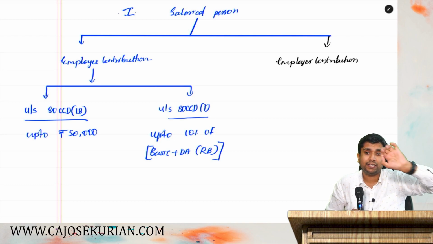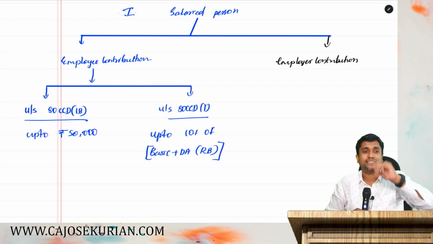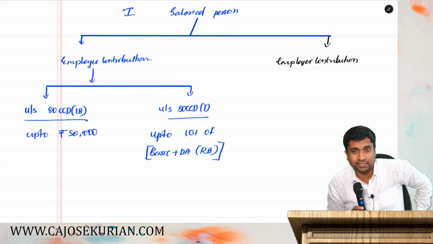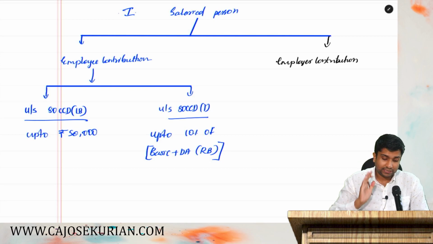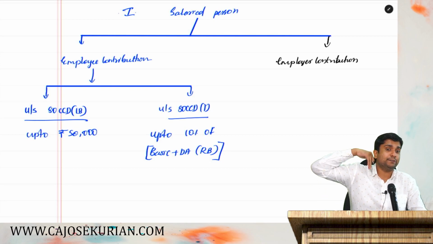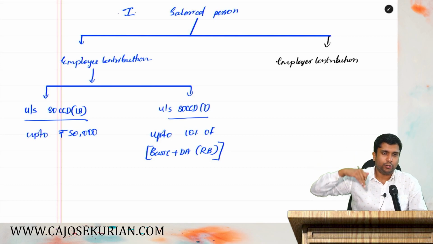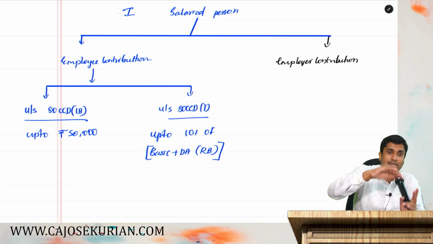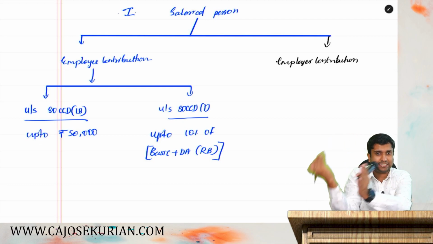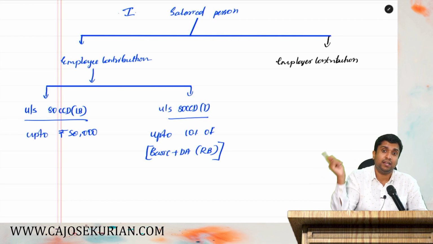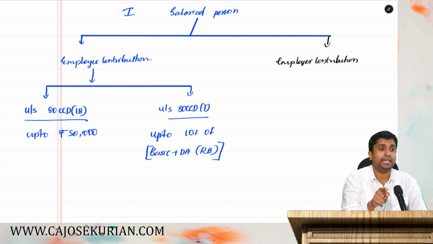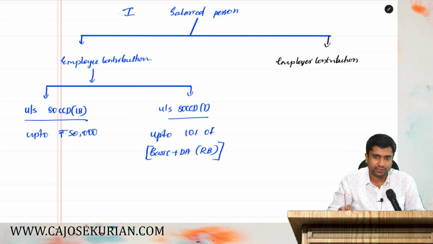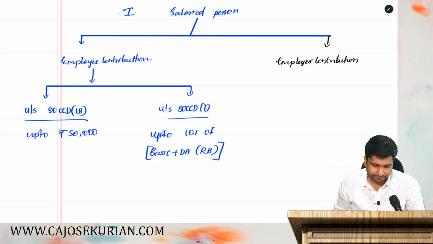What is the ceiling limit? 10% of your basic salary plus DA forming part of the retirement benefit is the maximum deduction under 80 CCD subsection 1. But the interesting factor is that under 80 CCD 1B, there is no such ceiling limit. You can claim up to 50,000. If your actual contribution is over and above 50,000, that excess has to be dealt with under 80 CCD subsection 1, and there the limit is 10% of basic plus DA of retirement benefits. I hope it is clear.